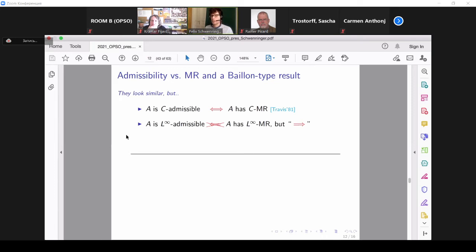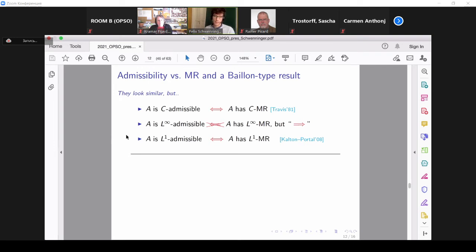However, one direction is clear because of the containment of the continuous functions. One implication is clear from the definition: L infinity admissibility is something stronger than L infinity maximal regularity. For reference, the L1 case is somehow a dual case, but it's in many ways simpler than the L infinity case. This was implicitly treated by Carlton and Portal in 2008, where they showed, without using the notion of admissibility, that these things are again equivalent.